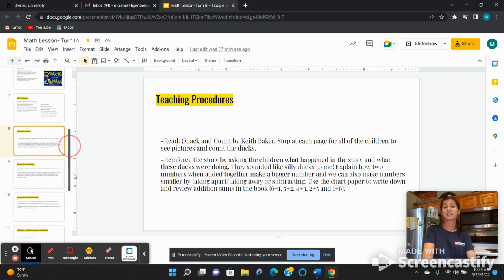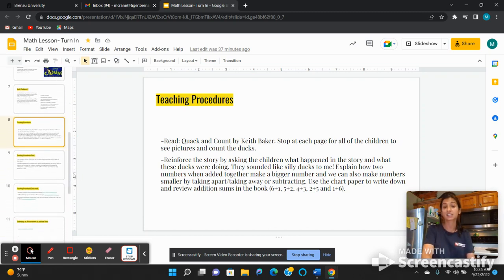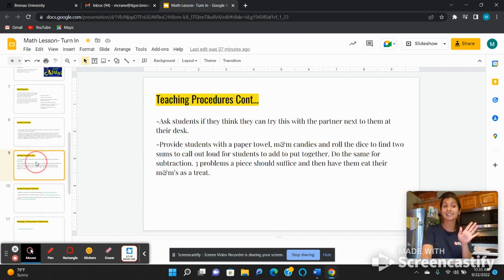Use the chart paper to write down different addition sums in the book. 6 plus 1 is one of them. 5 plus 2, 4 plus 3, 2 plus 5, and 1 plus 6 were all used in this story and would be good to use on chart paper and talk about addition. Okay. Ask students if they can try this with the partner next to them at their desk.